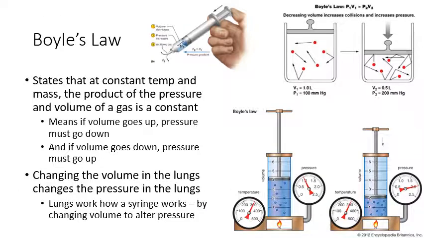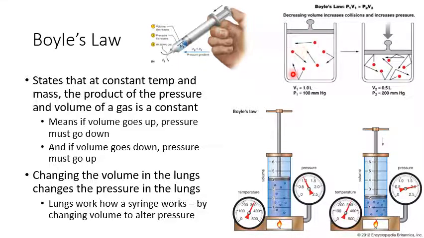It's actually Boyle's Law that kind of explains how this works. Boyle's Law is a gas law. It states that at constant temperature and mass, the product of the pressure and volume of a gas is constant. So if you state it mathematically, that would be P1 V1 equals P2 V2, and you can illustrate it with this kind of air trapped in a little container.